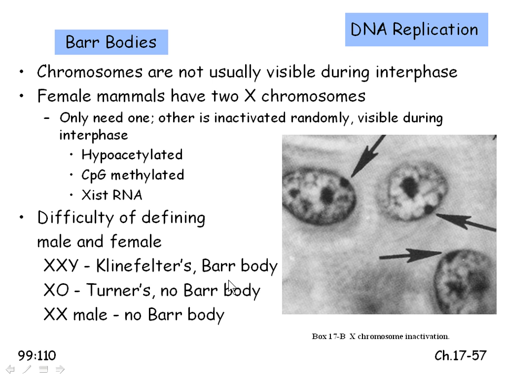You only need 1 X chromosome, really. The other one needs to be inactivated, and it's a random decision which one is actually inactivated. And this is what a bar body actually is. It was named after the person that discovered them, but often people remember bar bodies as the fact that they're barred from transcription. So these bar bodies may be the result of hypoacetylation, methylation of CpGs, and also this XIST RNA, which serves to coat DNA to prevent transcription of the bar bodies.